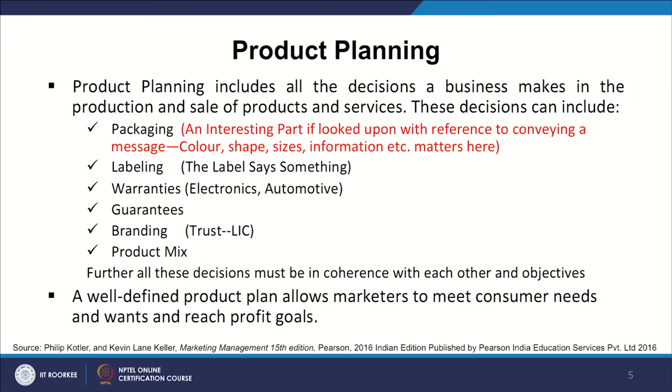So now product planning. Product planning includes all the decisions a business makes in the production and sale of products and services. Now we are focusing upon sale of products and services, including the production, and then from the marketing plan, we are focusing on the product level planning. These decisions can include packaging, for example.